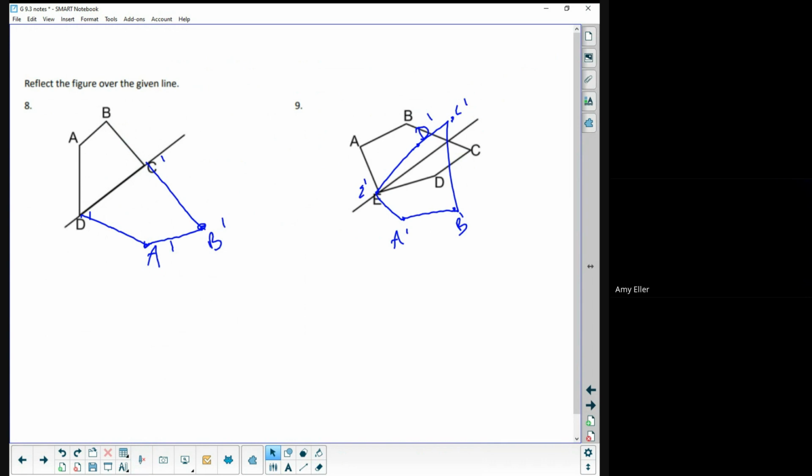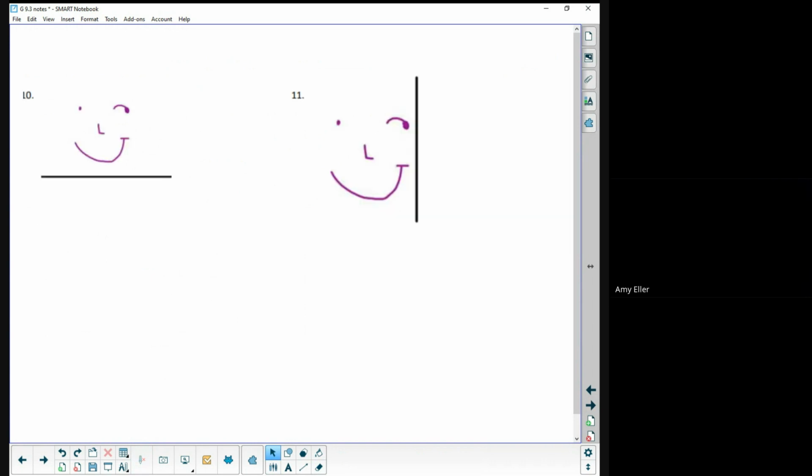Here's, even if you still need this slide for 8 and 9. Okay, let me talk about 10. So the eye is pretty easy to reflect. I'm just going to go to the line and go past it. So there's the eye.